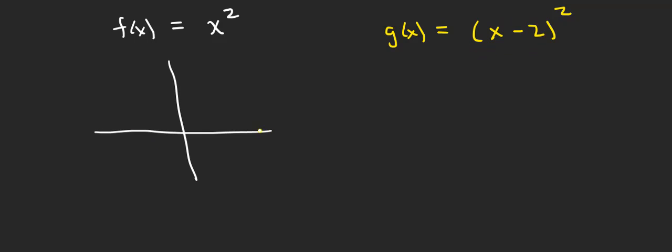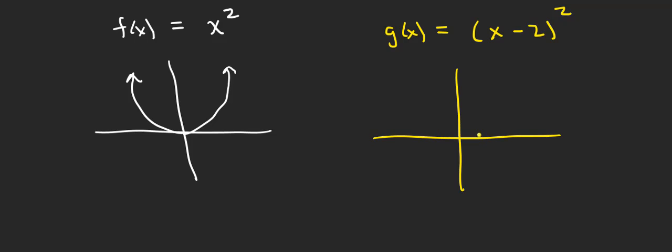Y equals x squared is a parabola that looks something like this. What about quantity x minus 2 squared? Well, it's going to look like x squared, but it's going to have a horizontal shift to the right. So it will look something like this. Do you remember that? What if it was x plus 2? Then this parabola will move to the left twice.